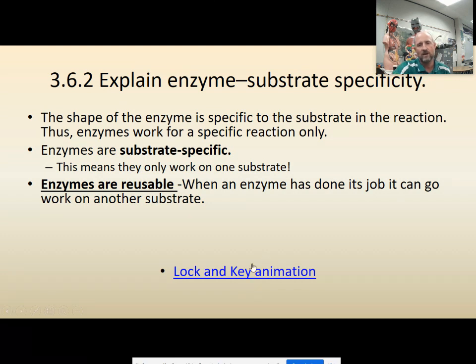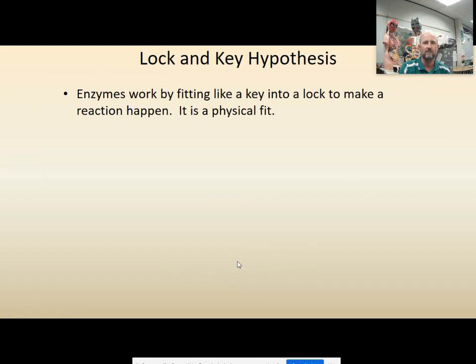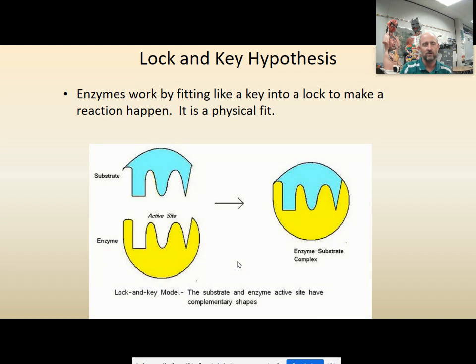At home, you guys can watch this lock and key animation. I think you're going to kind of get it from what we talk about. So we talk about something called the lock and key hypothesis. This is a very simple way to explain the specificity of an enzyme and how they fit like a physical lock and key. The idea is we have our substrate and it's specific to the enzyme shape and they're bound together. They bump into each other, they lock together, and that's how the enzyme works. This is a very simplistic method.